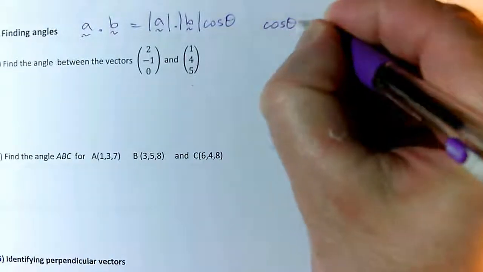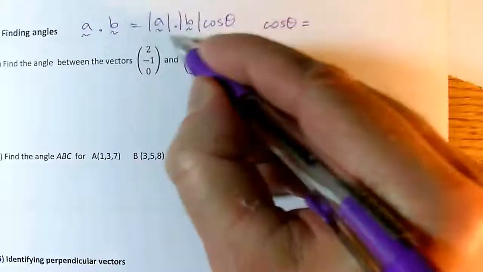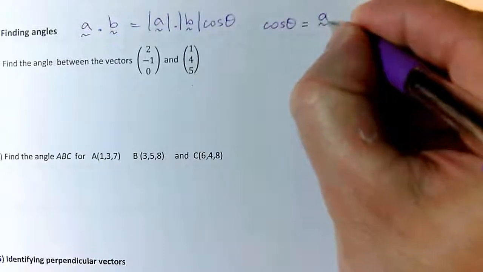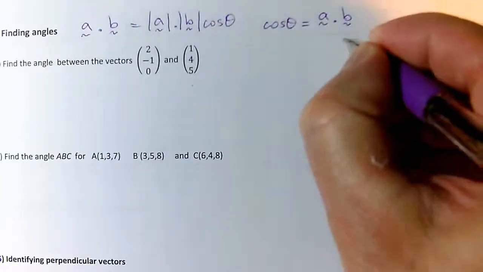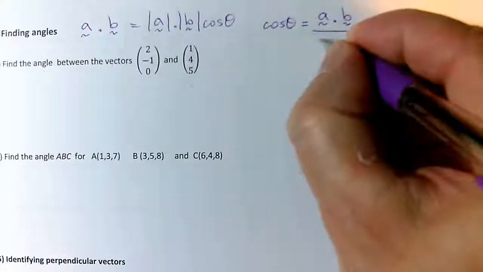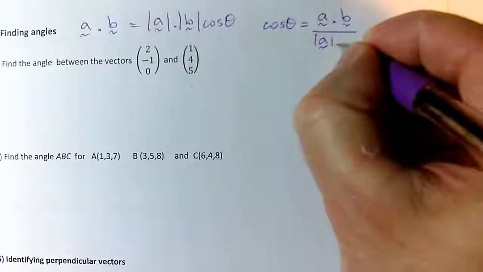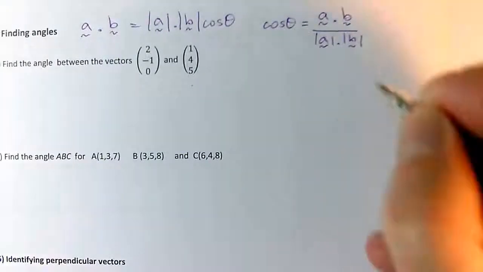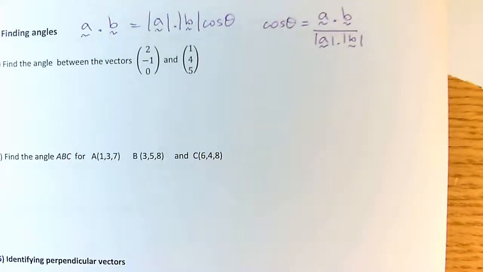Cos of theta equals, so I'm going to divide by these two things, the vector A dotted with the vector B over the magnitude of vector A times the magnitude of vector B. So when you're doing angles work, you need to start with two column vectors and then you slot them into this recipe and that tells you cos of the angle.